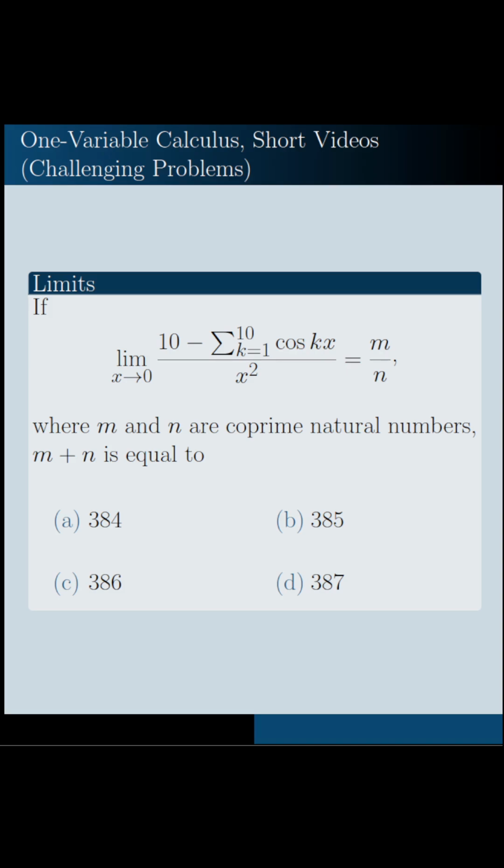Hello, in this short video we are going to investigate the following challenging problem on the topic of limits. If the limit of 10 minus the sum of cosine kx, where k goes from 1 to 10, all over x squared as x approaches 0 equals m over n, where m and n are co-prime natural numbers, m plus n is equal to.